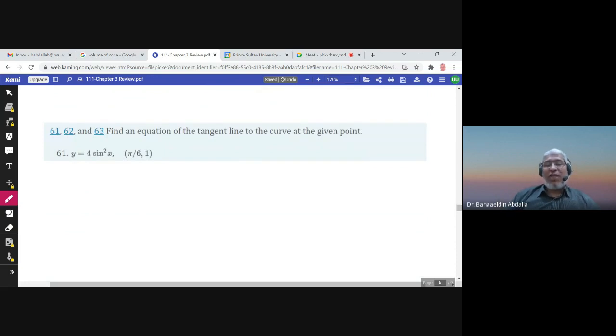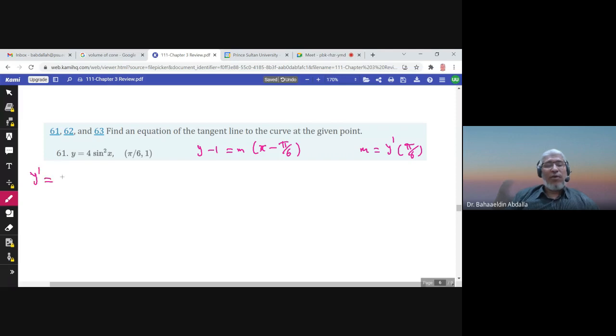Find an equation of the tangent line to the curve at the given point. So this is the curve and this is the given point. So the equation of the tangent line is y minus 1 equals the slope times x minus pi over 6. And the slope here is y prime at pi over 6, which is x. So I need to find y prime.